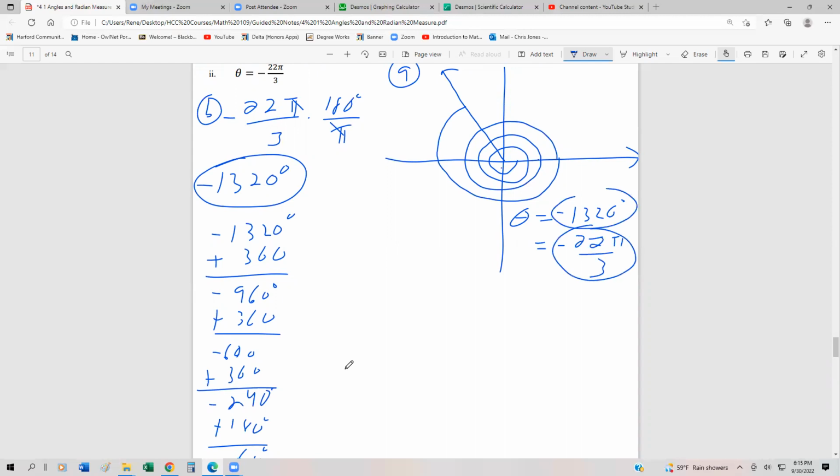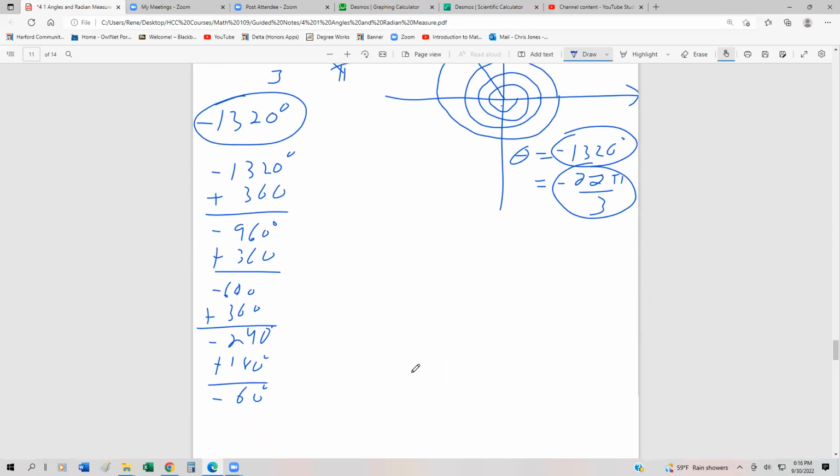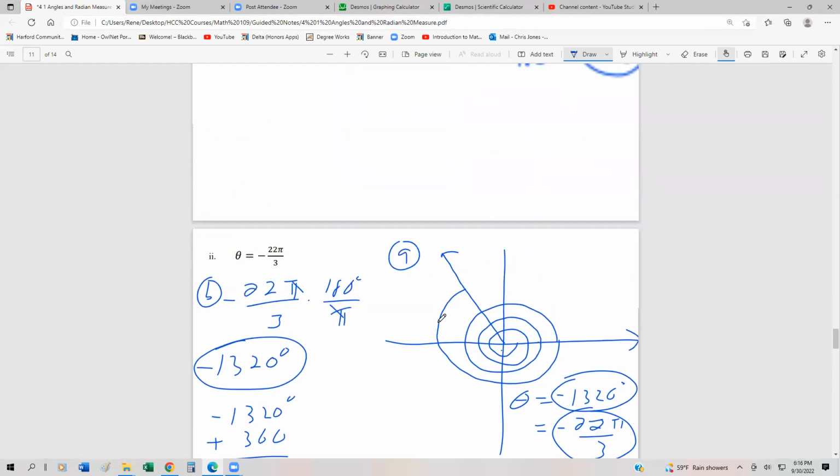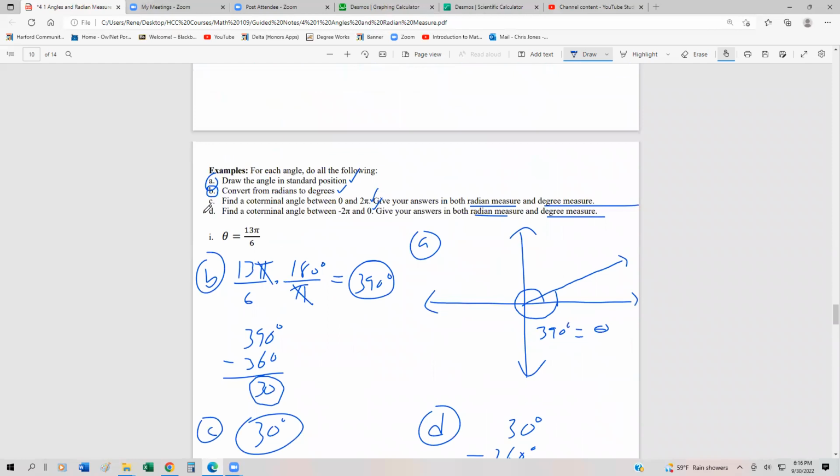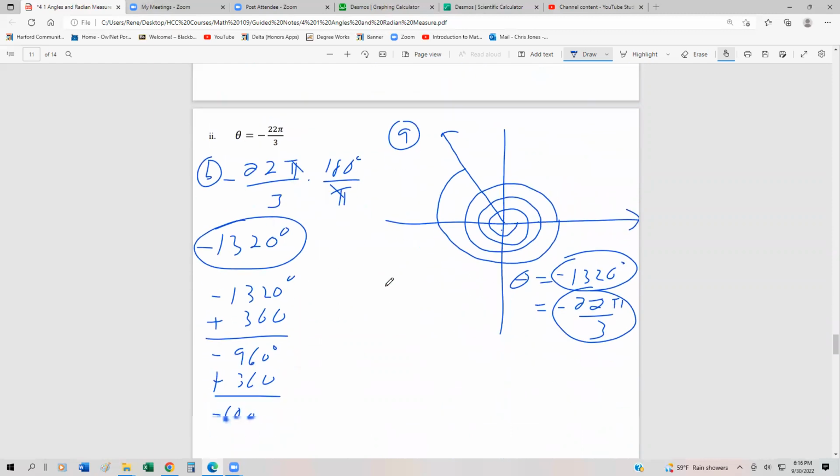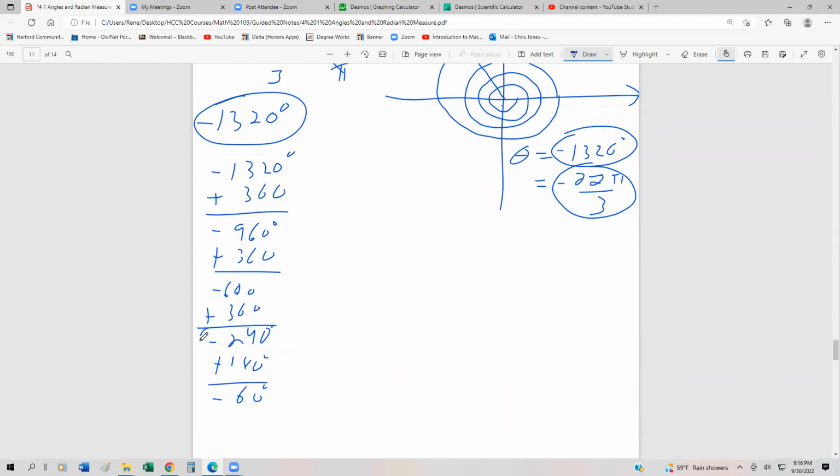That one was kind of tough because we had to do a lot of work, but the good news is that we can pretty easily get some coterminal angles for this. For letter C, actually letter D is a little bit easier. We want to find a coterminal angle between negative 2 pi and 0. We already know that this angle, negative 240, is a coterminal angle because we added 360, added 360, added 360, and we ended up at negative 240. So for letter D, we already have negative 240 degrees.